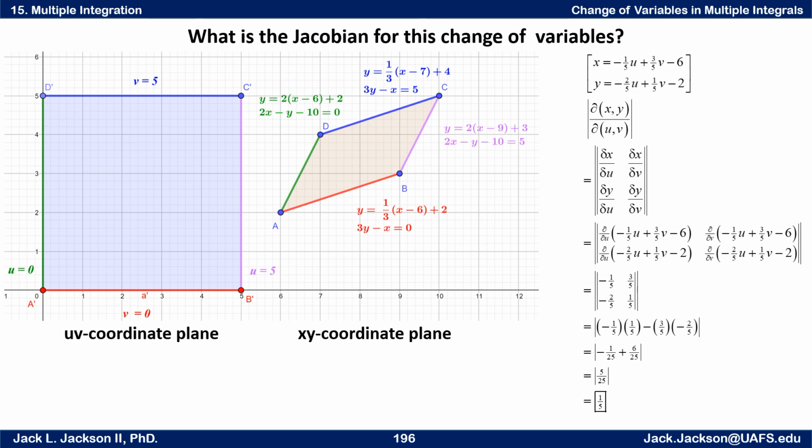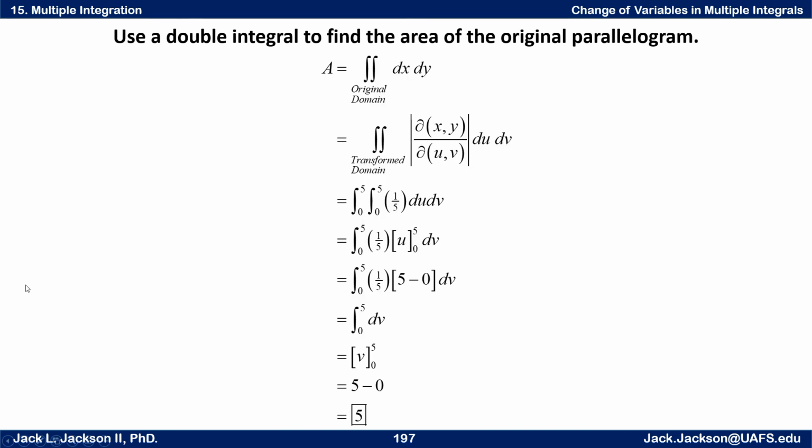All right, now let's actually do an integral. Let's say we just use a double integral to find the area here and the area here. That's just to find the area of the original one using a double integral. So you're just integrating the function 1 over this domain here. So we're just taking dy dx over the original domain, which is our parallelogram, and that's going to be the area of the parallelogram.